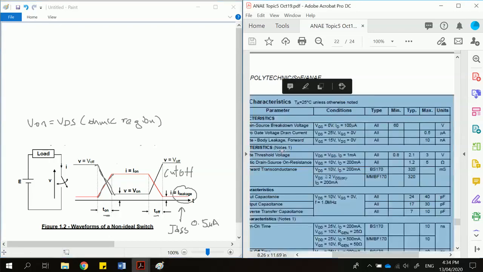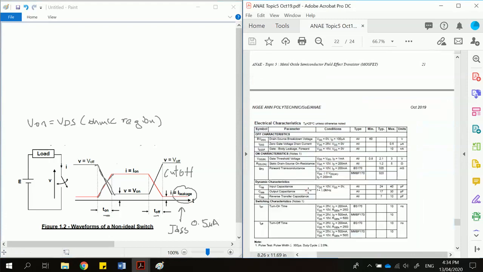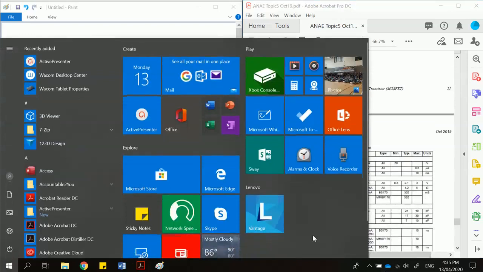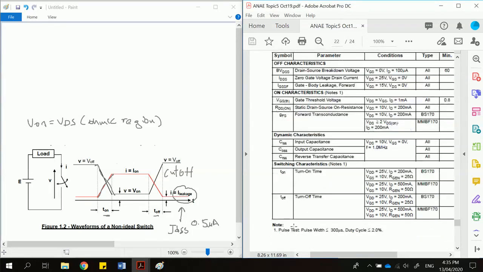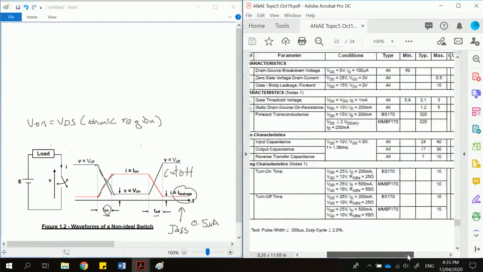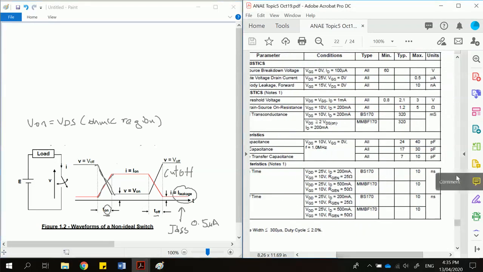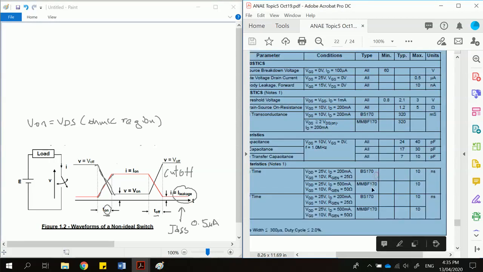In the data sheet of the MOSFET, we can scroll down to the table below under the subtitle of switching characteristics. Over here, you can see T on, turn on time. This is the same turn on time of this switch over here. So what is happening here is that it actually takes 10 nanosecond.